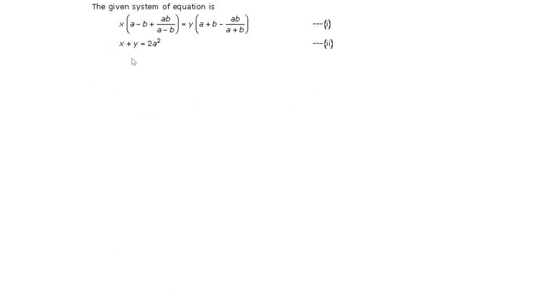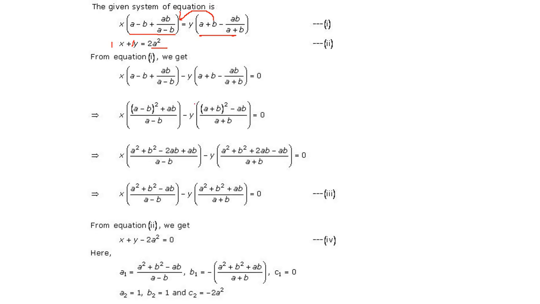Here we have x, so this will be your a1. Bring this on the left hand side, so this will be your b1, and then because there is no constant here, the constant will be 0. Here a2 will be 1, b2 will be 1 and c2 will be 2a square. So how can you do it? As I said, a1 is this one. So what is this one?